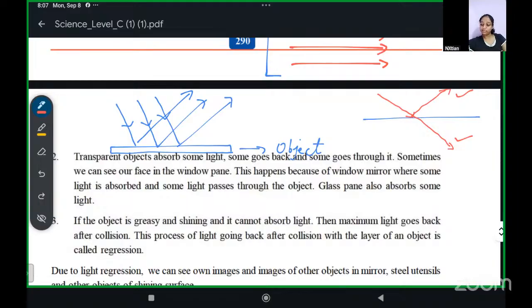If the object is greasy and shiny, it cannot absorb light. Then the maximum light goes back after collision. The process of light going back after collision with the surface of an object is called reflection.